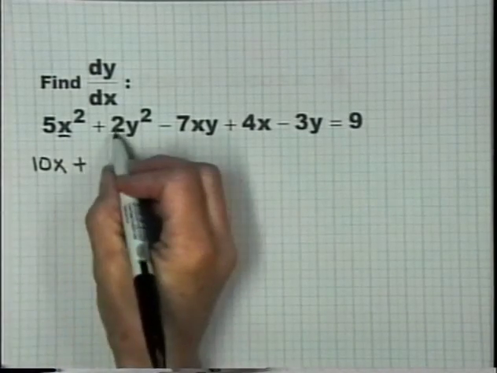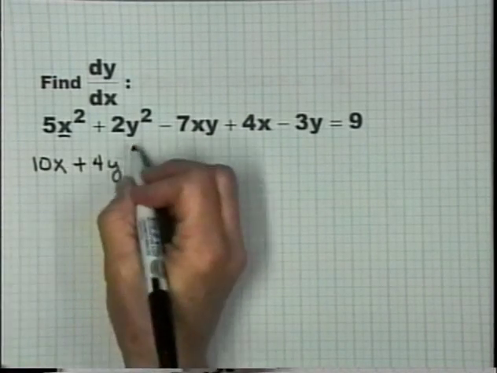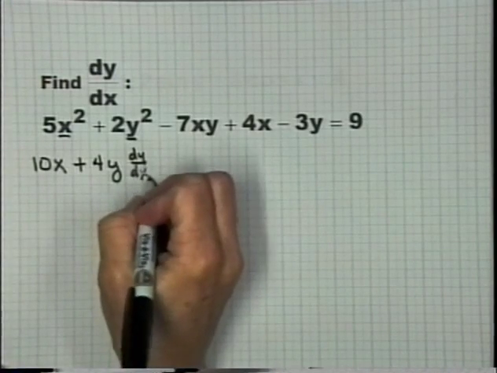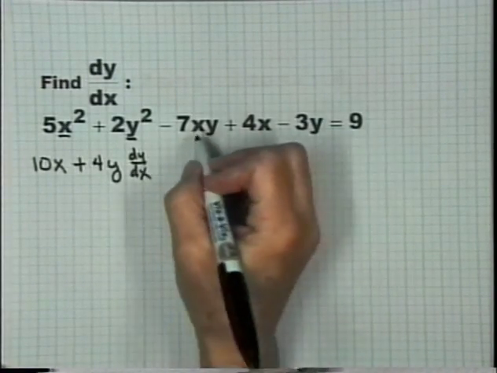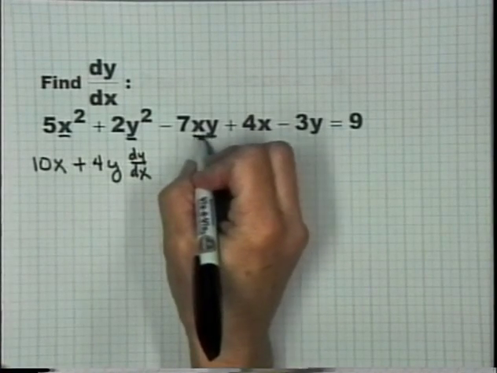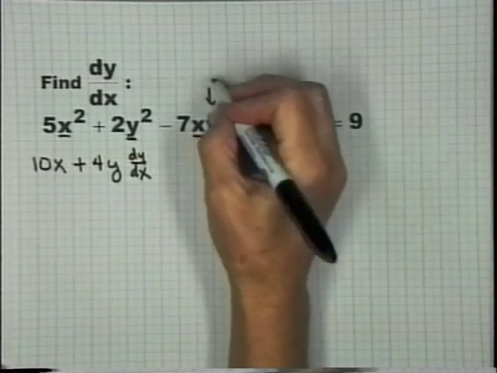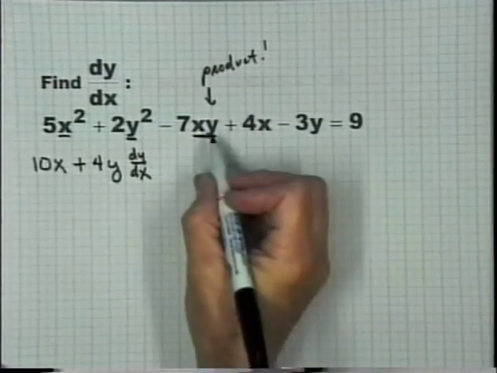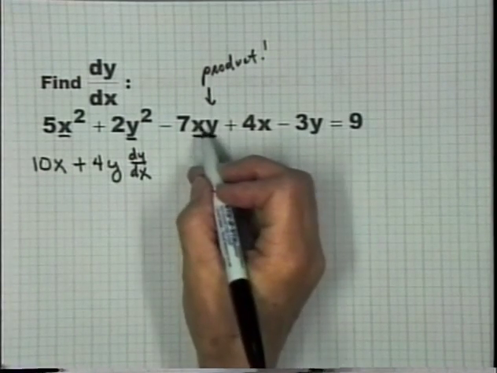Plus, I have a power format here. 2 times 2 is 4. y to the first power, the derivative of that y is dy/dx. Now, when we get to this next term, be careful. See that thing right there? x times y. I have a product here. See, two different variables, but they're multiplied. So I'm going to have to think product rule for this term.